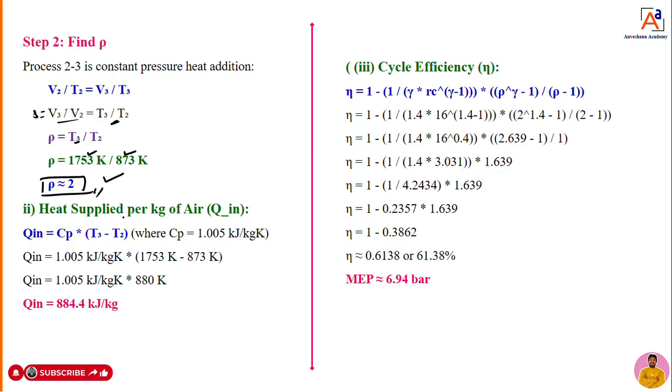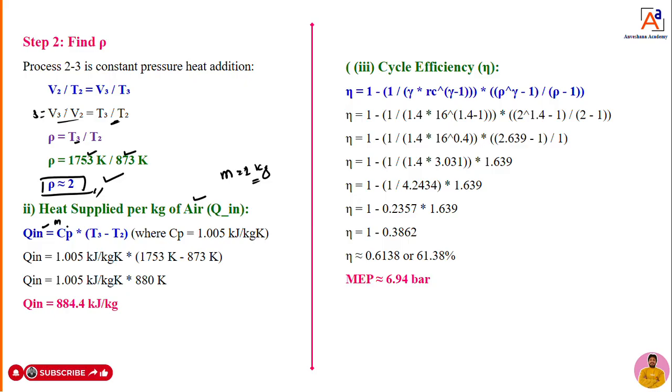Next, second one, heat supplied per kg of air. Actually, per kg of air means what? We have to assume whatever the air we are supplying for the diesel cycle is 1 kg. For 1 kg, how much amount of heat we are supplying, that I need to calculate. To calculate that, we have an equation.